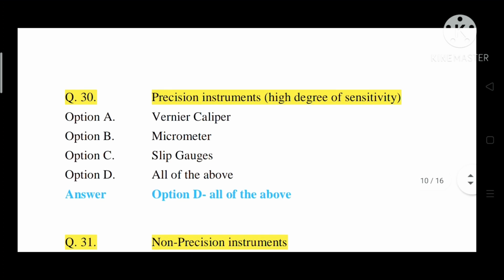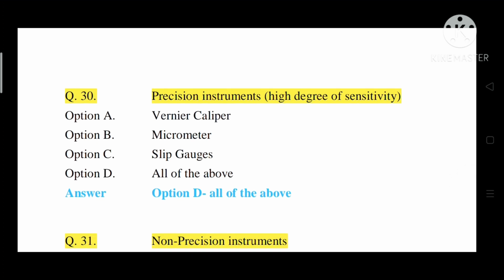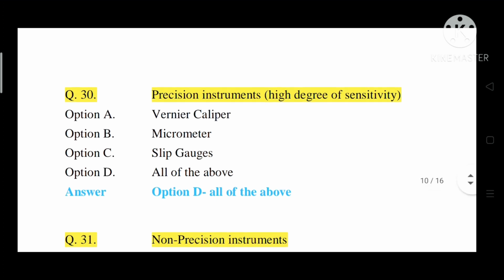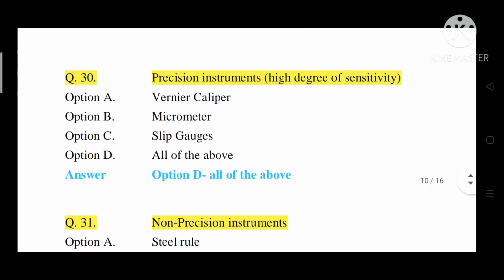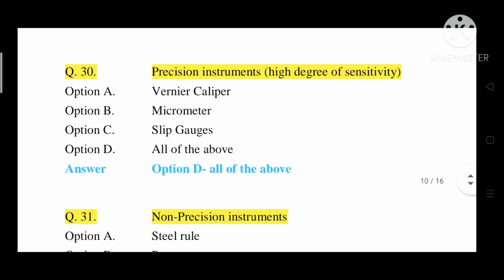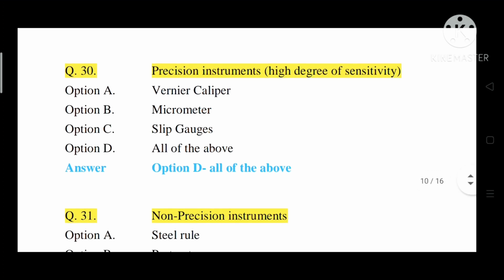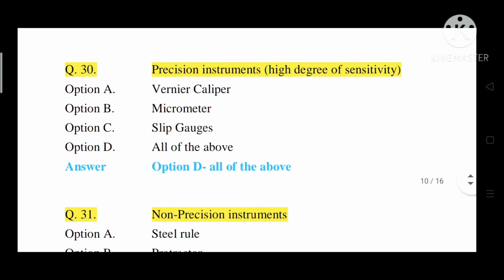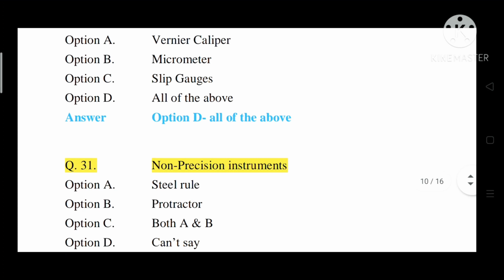Question number 30. What is precision instruments? That is high degree of sensitivity. Options are: A, vernier caliper; option B, micrometer; option C, slip gauges; option D, all of the above. So the correct answer is option D, that is all of the above, because all are precise instruments and all are giving a very accurate value. So that is why these three are precision instruments.